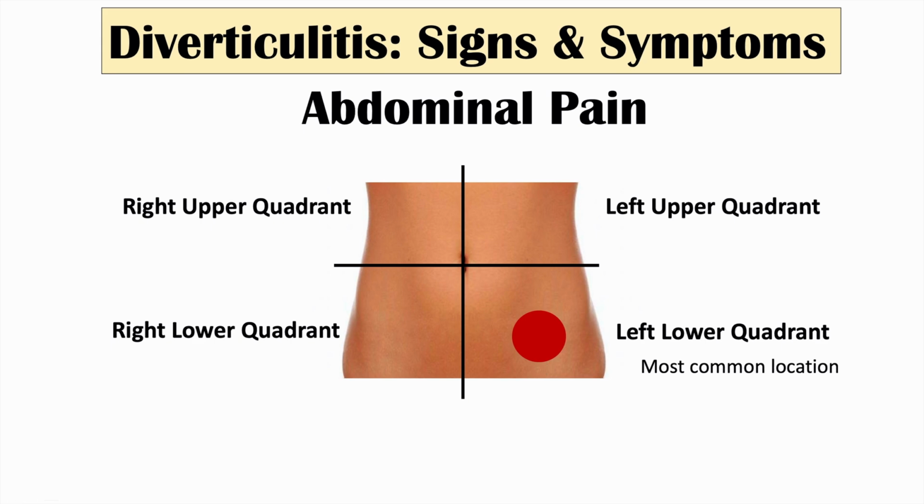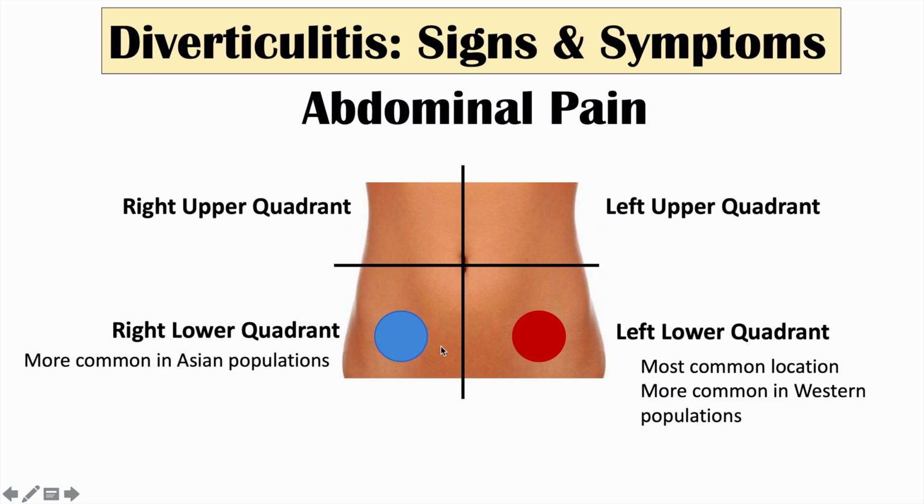Because again, that's where we talked about the sigmoid colon being, and diverticula can form in the sigmoid colon and become inflamed there. And interestingly, the left lower quadrant location is more common in Western populations. So Western populations who have diverticulitis are more likely to have abdominal pain in the left lower quadrant. And the reason I say that is because we can also see right lower quadrant pain occurring in diverticulitis as well. But we see this more commonly in Asian populations.